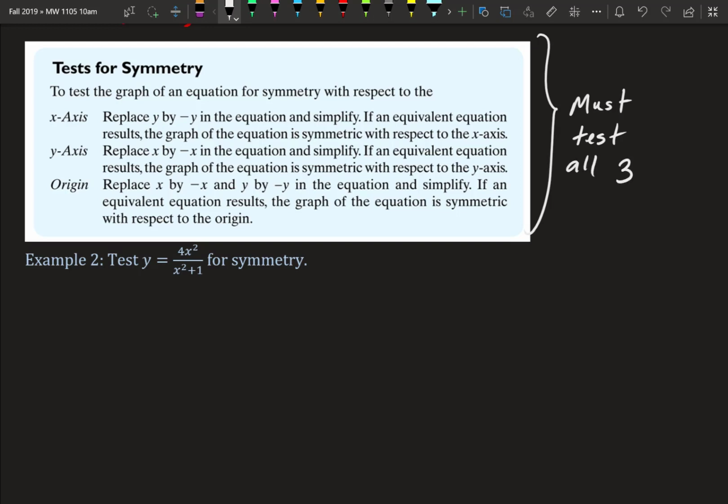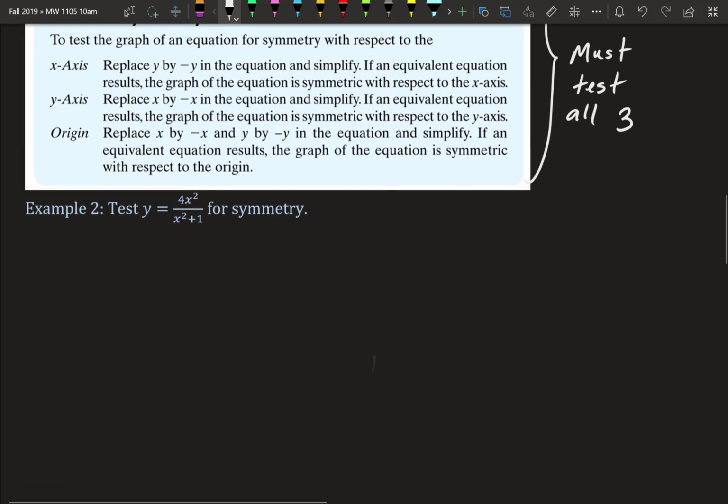You have to test all three. No matter what, test all three. So let's do that.